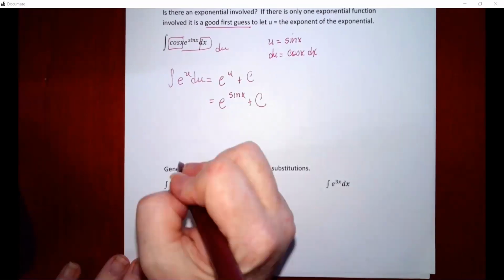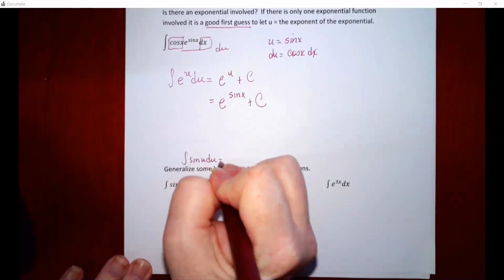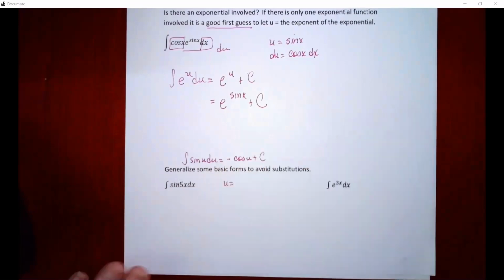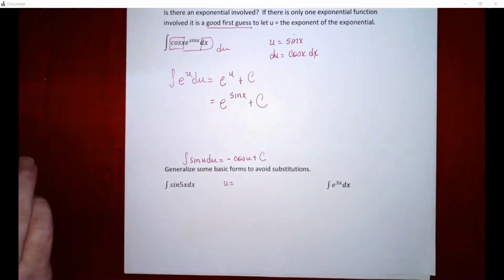Remember, we know the integral of sine u du is negative cosine u plus c. So what do you think I should choose for u to make it match up with an integral form that I know? Is anybody out there?